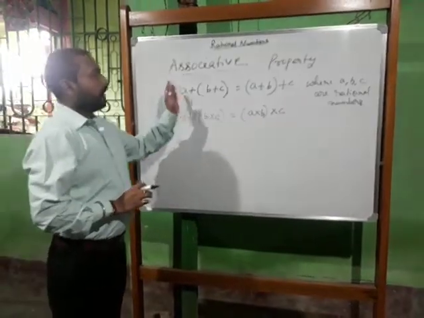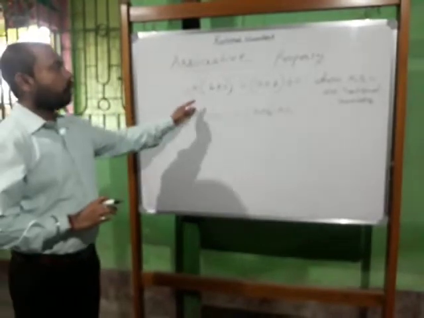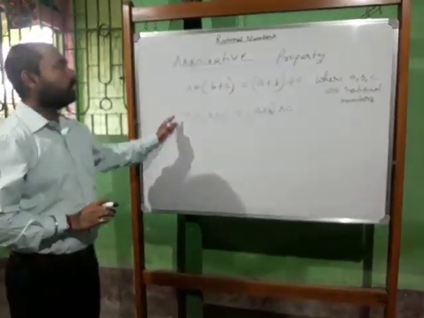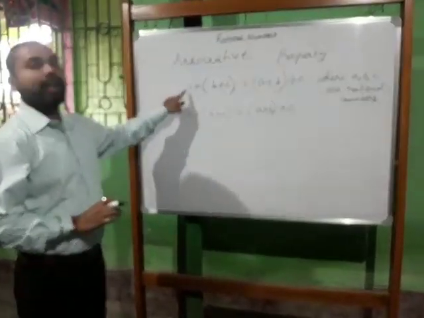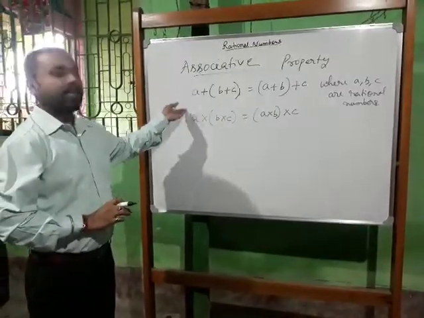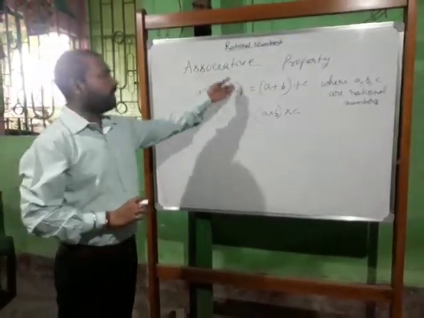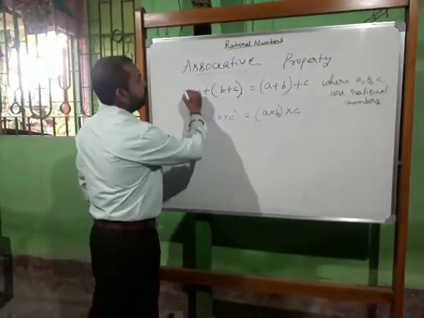Now, in the same manner how we have proved commutative property, you can try for this associative property also. You will see that for addition and multiplication, this associative property is applicable for rational numbers. You can take the value of a equal to 2 by 3, and b equal to 3 by 5. Any fraction you can take and you can use. I think all of you know how. Let me show you one.